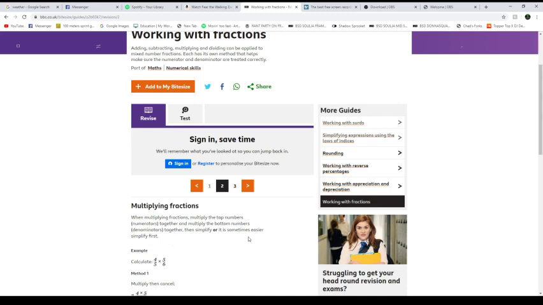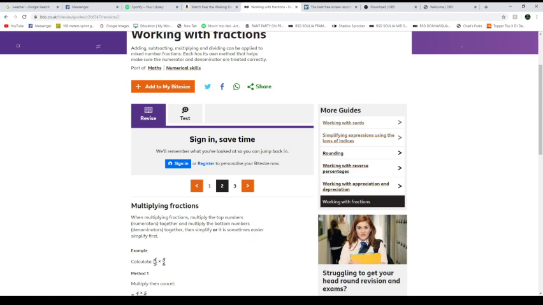Just for all you maths geniuses who know what is going on and know how to treat each question differently, it says sometimes easier. It says easier, not the way. Easier. Like it's an option, not the way.